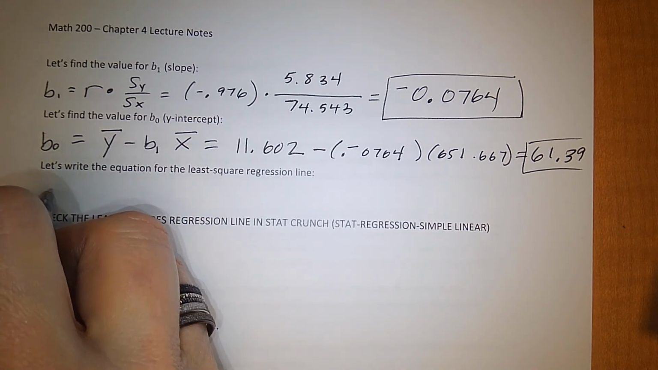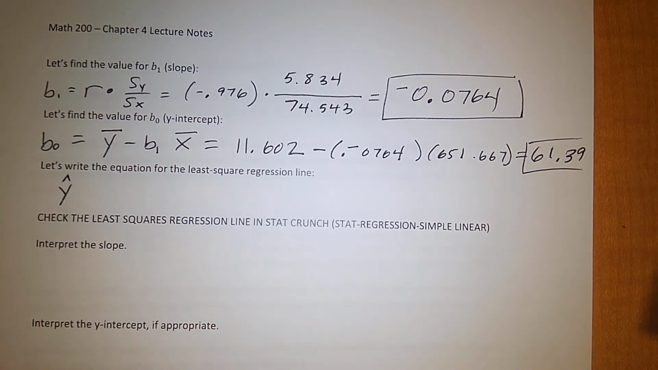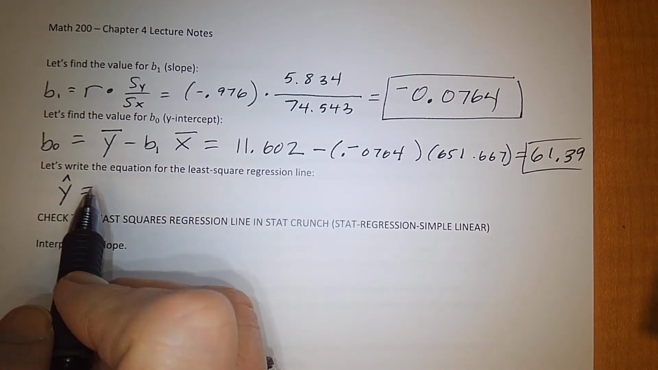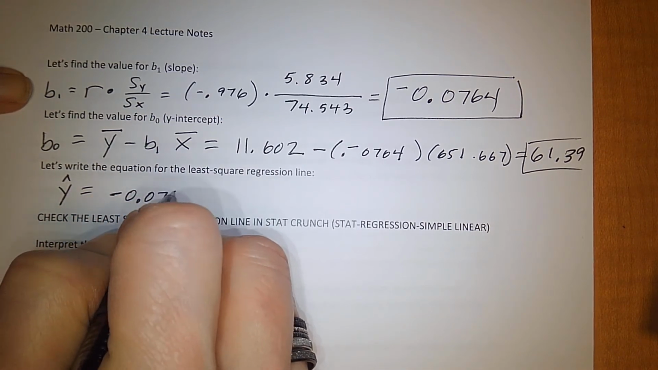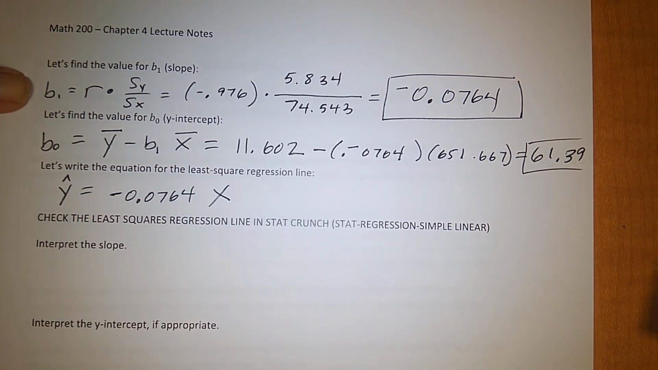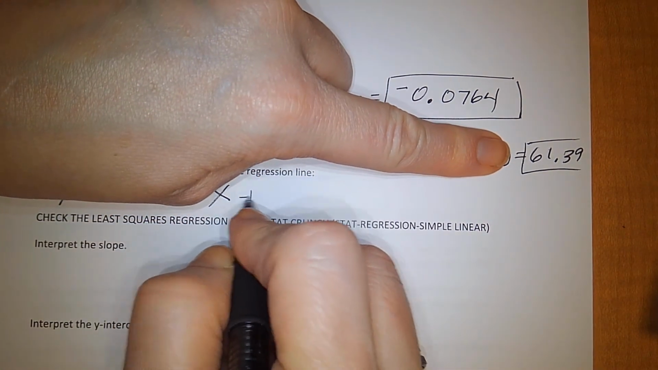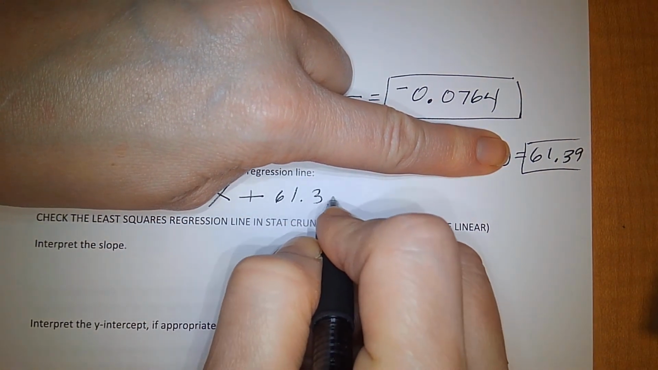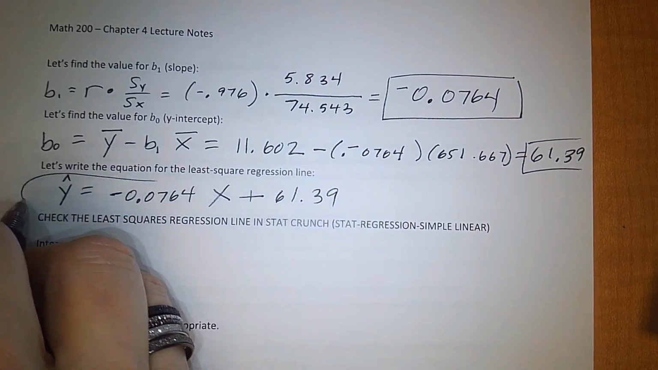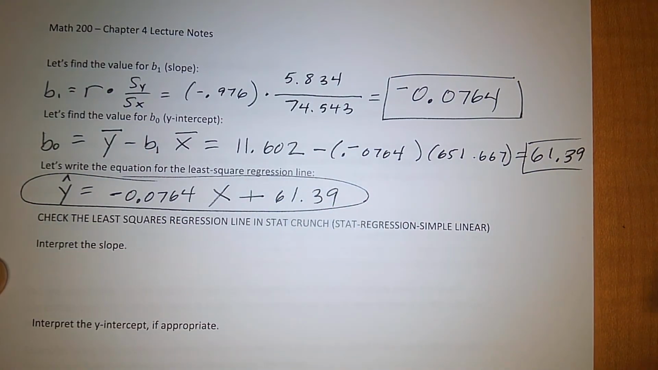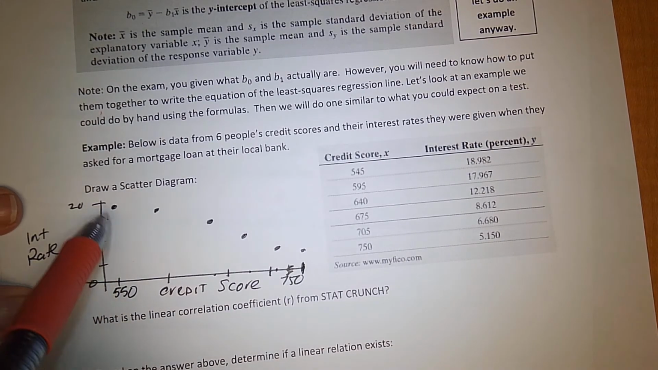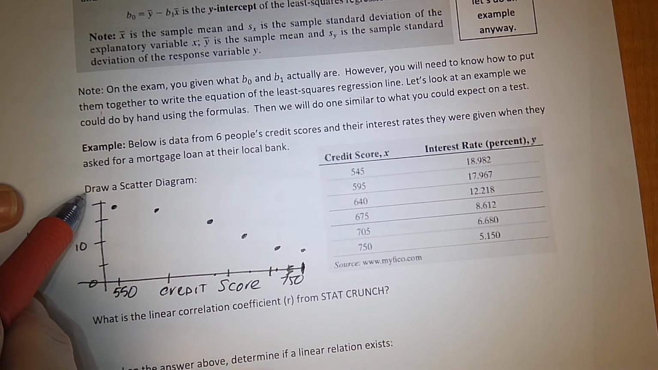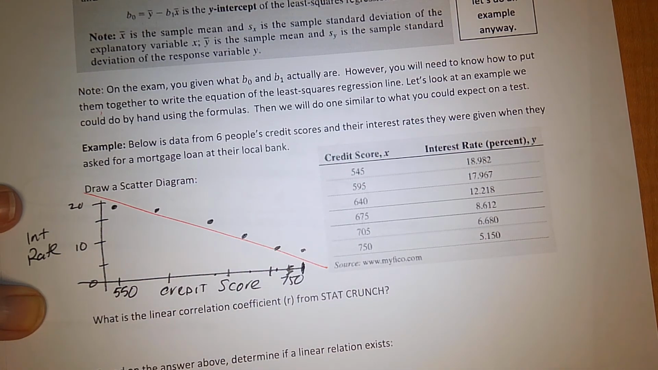So to write the full equation for the least squares regression line, remember it's y equals mx plus b, so slope goes first, so it's going to be negative 0.0764 is our slope, plus b, where b is 61.39. So this is the equation of our least squares regression line. And if we were to draw that right on top of our data, it would most likely go right down through the middle of our data points, something like that.